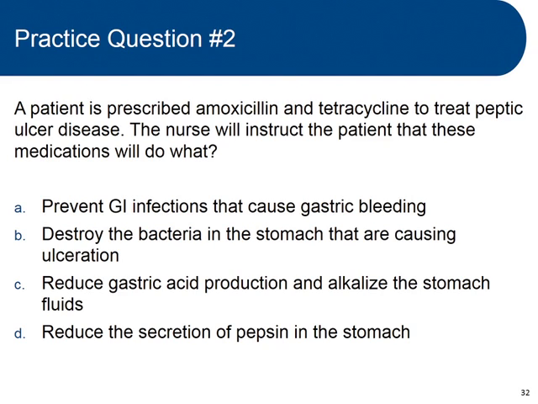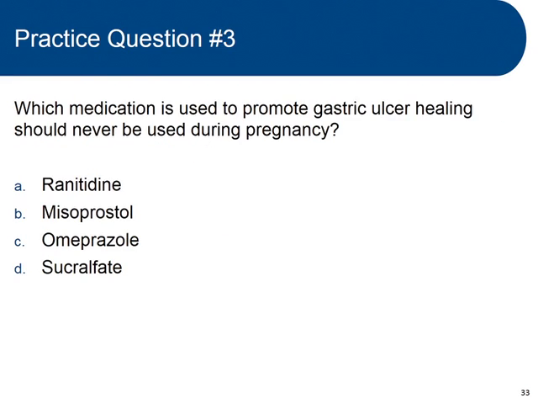And then the last one, reduces secretion of pepsin. Again, this is just a distractor, has nothing to do with the antimicrobial action of amoxicillin or tetracycline that is directed at H. pylori. All right, and the last sample question. Which medication is used to promote gastric ulcer healing that should never be used during pregnancy? So take a look at the list and pause the tape.